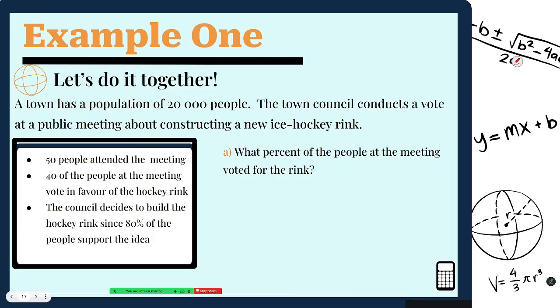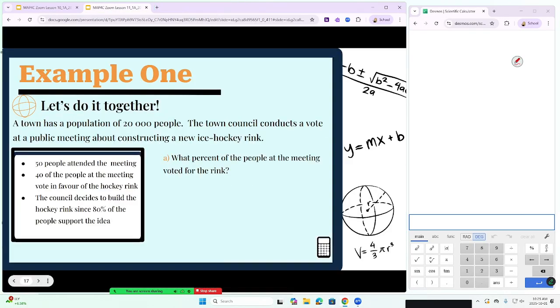So what we know is that 50 people attended the meeting. 40 of the people at the meeting vote in favor of the hockey rink. Therefore, the council decides to build the hockey rink since 80% of the people support the idea. That's pretty strong. 80% say yes. So let's see if A, the math is right.